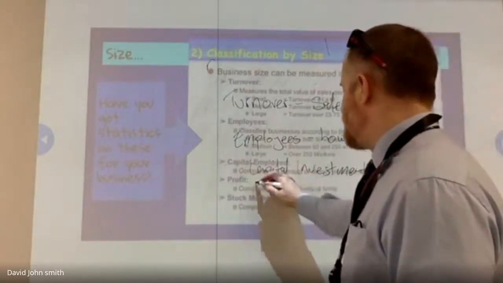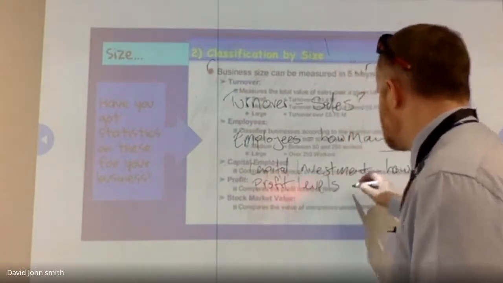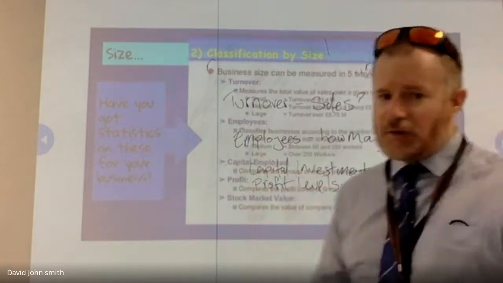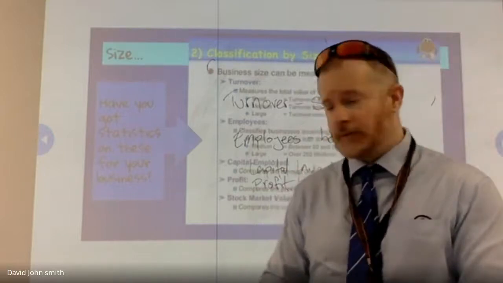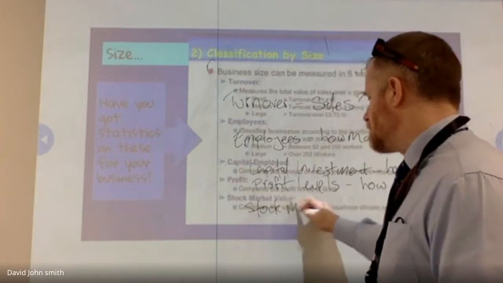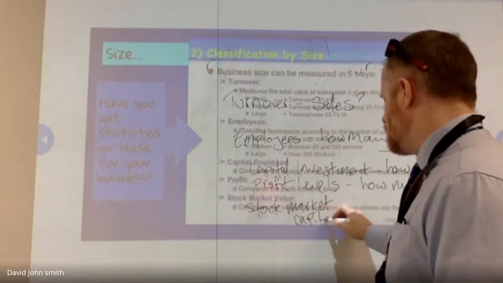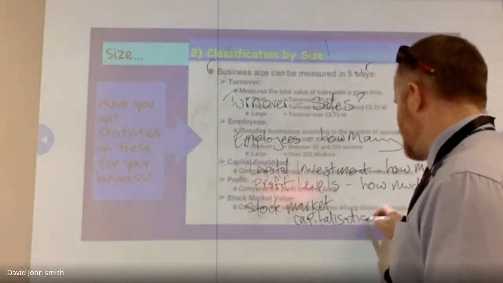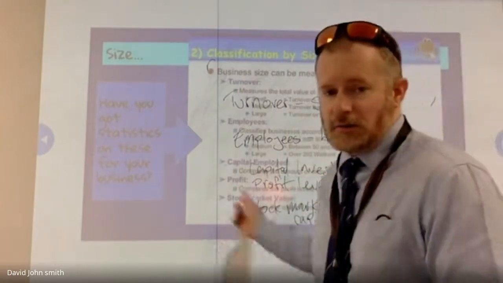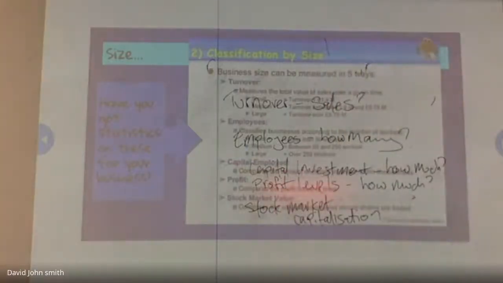You might be able to find out about profit levels. Again, they can list those online. How much profit do some of these businesses actually earn? And stock market value, stock market capitalization, that's only going to apply if they are listed in the stock market. So if your business isn't listed in the stock market, then you won't be able to find that information because they're not there.